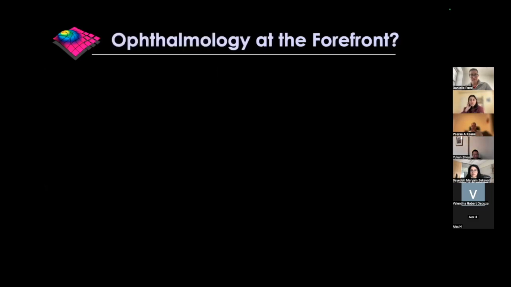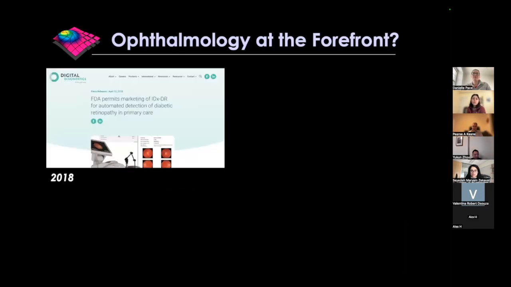So ophthalmology, I think it's fair to say, and of course I'm biased in saying this, has been at the forefront of AI-enabled healthcare in many respects. So why do I feel I can say that? Well, the first ever autonomous AI system to receive FDA clearance is in diabetic eye disease from the company Digital Diagnostics.